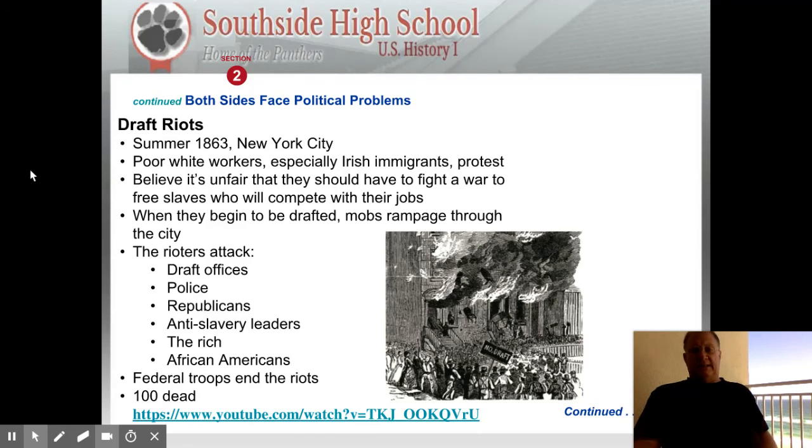In the summer of 1863 in New York City, poor white workers, mainly Irish, protested against the draft. They believed it's unfair that they should have to fight a war to free slaves who would compete with them for jobs. When they began to be drafted, mobs rampaged through the city. Mobs attacked the draft offices, the police, Republicans, anti-slavery leaders, the rich, and African Americans. Hundreds were dead. A lot of black people were just butchered by Irish mobs in New York. Many were lynched. Federal troops went in to end the riots, but over 100 were dead. If you've seen the movie Gangs of New York, there's a good part of that in there.